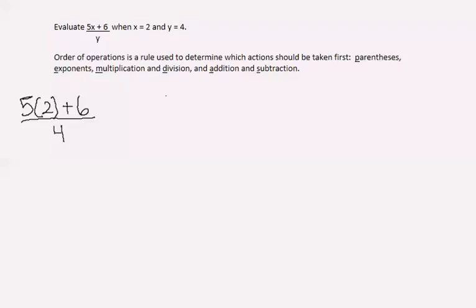So I would get 5 times 2 equals 10 over 4. And I'll add 6 over 4. So now in this way, they are divided, but I didn't turn it into a decimal or anything. And I'm going to add them.